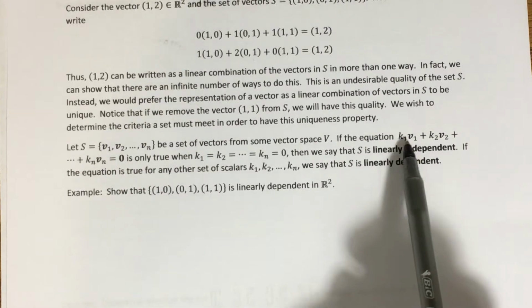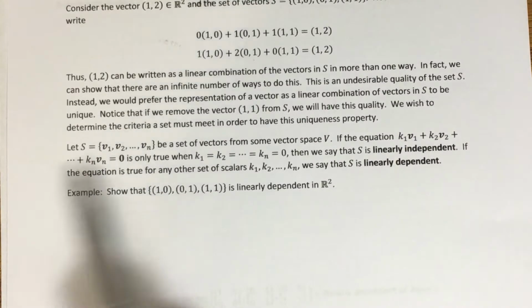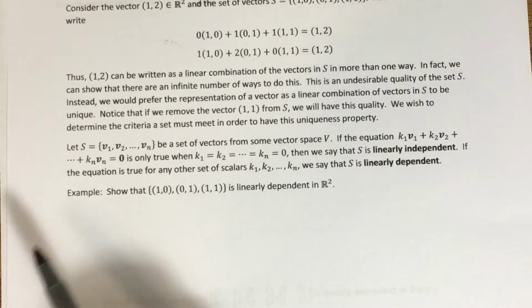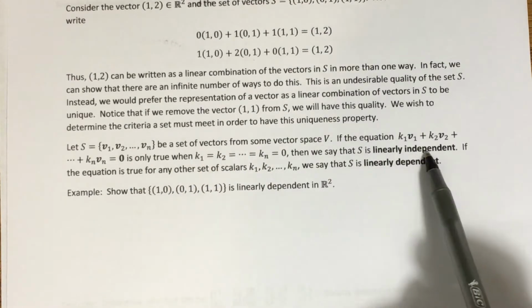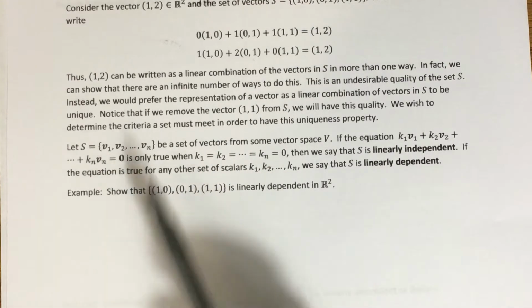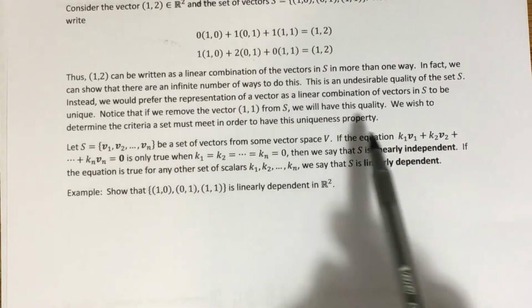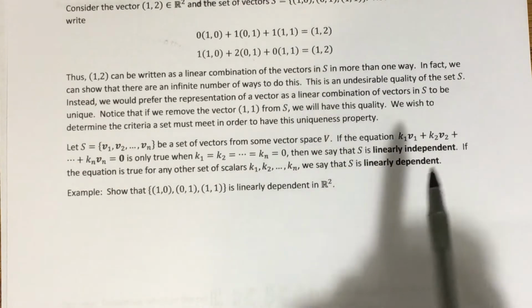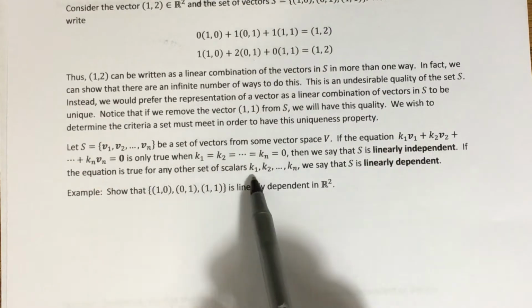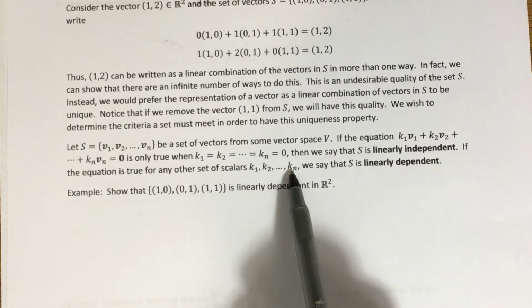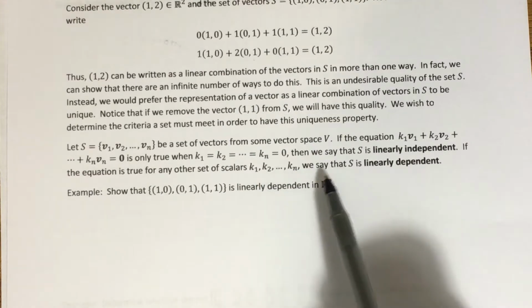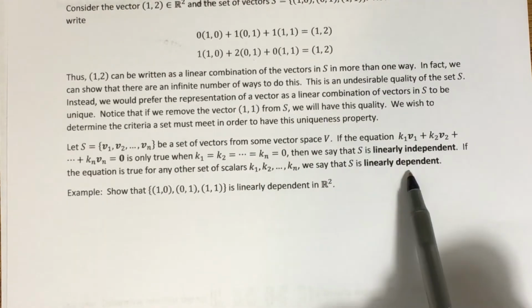Clearly, if I multiply each vector by 0 and add them all up, I would get the 0 vector. The question of linear independence is whether that is the only way that we can get the 0 vector by forming a linear combination of this type. If the equation is true for any other set of scalars, k1 through kn, anything other than what I would call the trivial solution, all zeros, then we call that set linearly dependent.